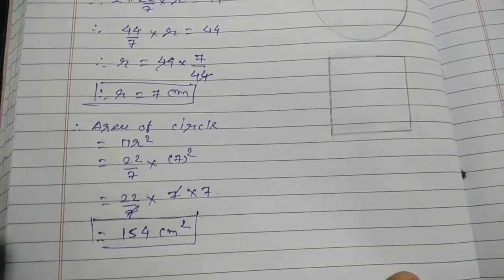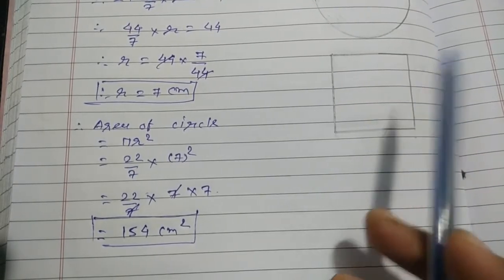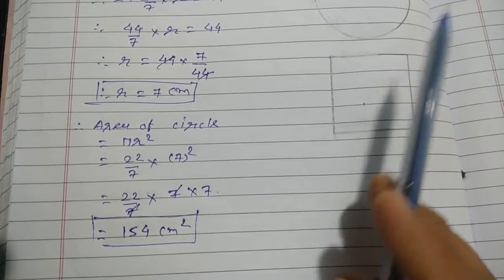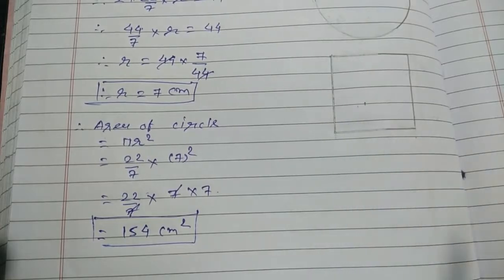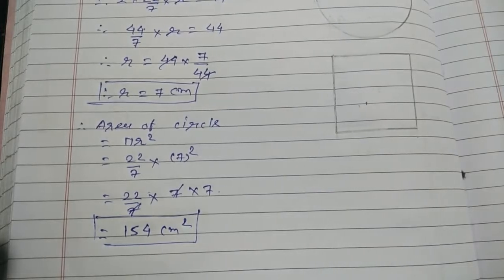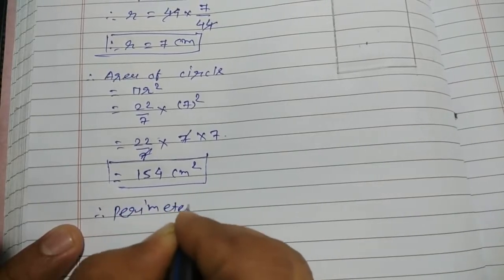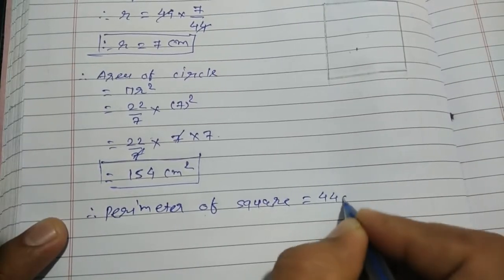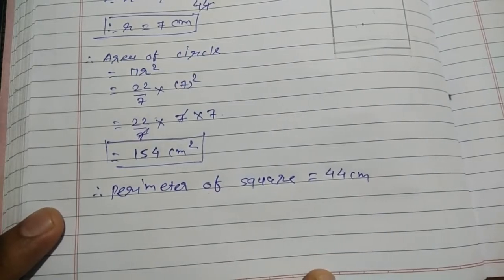Now that same wire is bent into a square. Now keep in mind that the length of the wire doesn't change. That same wire was used, so therefore the circumference of the circle, that is 44 centimeter, is the same as the perimeter of the square. So the length of the wire is 44 centimeter, therefore the perimeter of the square is 44 centimeter. From this we can find the length of its sides.